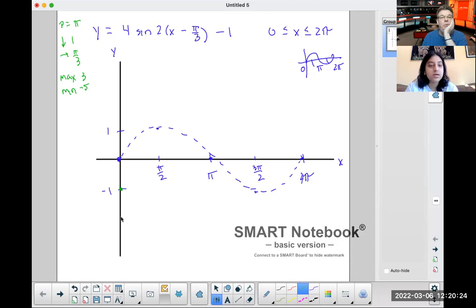Okay. So that corresponds to this guy, right? But then it also shifts right pi by 3 units. So that is about right here, right? So it's like 2/3 of the way to pi by 2. So that's the new actual starting point. Yay! Okay, so good.